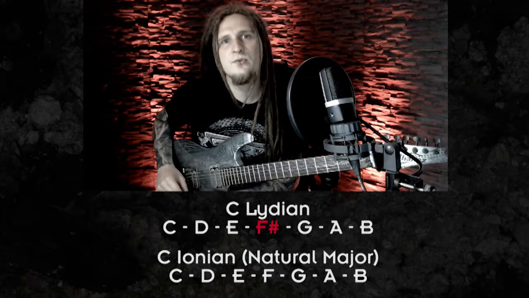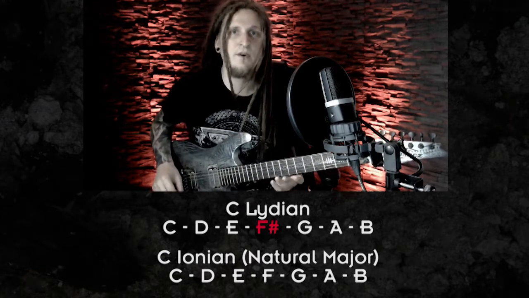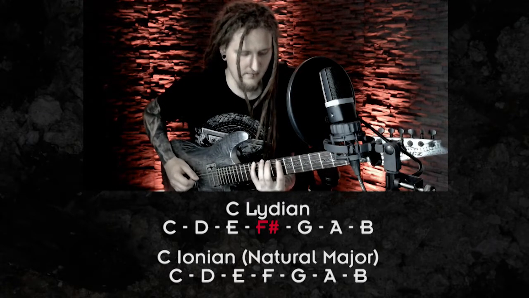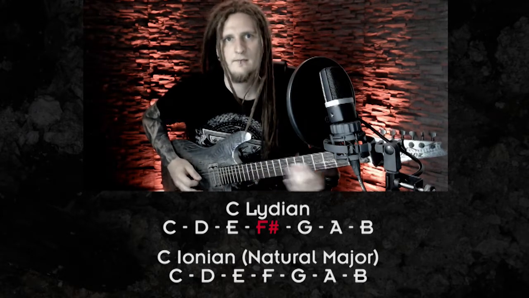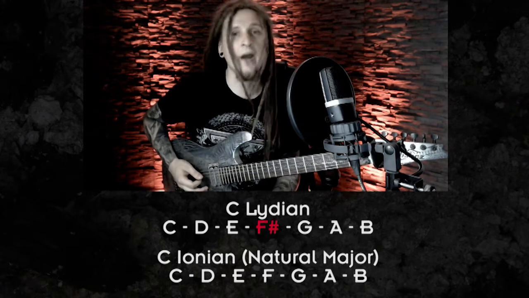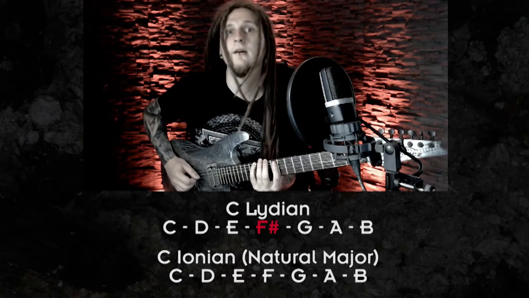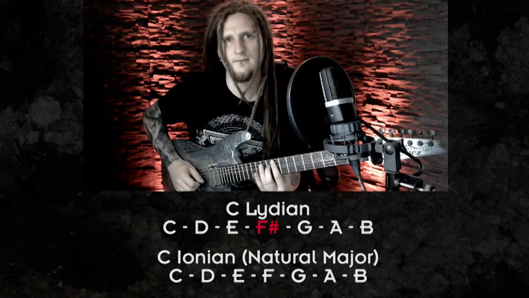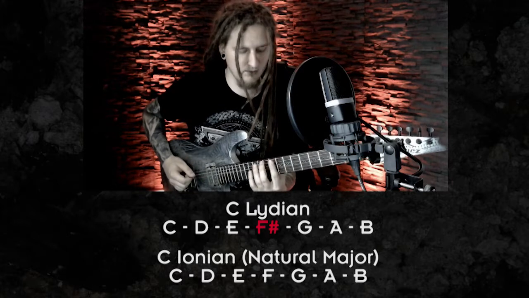For Lydian we just have to raise the 4th scale degree of the natural major scale and everything else remains the same. So if I would play the C major scale up here, C, D, E, F, G, A, B, C. To get Lydian, I just have to raise the 4th note, the 4th scale degree. So F would become F sharp. C, D, E, F sharp, G, A, B, C.